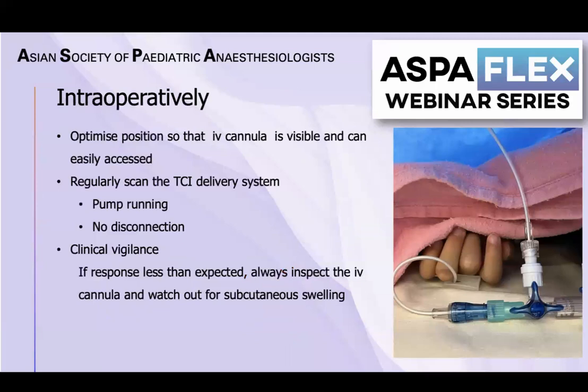Intraoperatively, we should also position the patient so that the IV cannula is clearly visible and can be easily accessed. When we regularly scan for the vital signs and also the ventilator, we should also scan the TCI delivery system to ensure that the pump is running and there is no obvious disconnection. If the patient requires an unexpectedly high dose of TCI, always inspect the IV cannula. Watch out for subcutaneous swelling, any disconnections, obstructions that suggest that the propofol is actually not given to the patient.